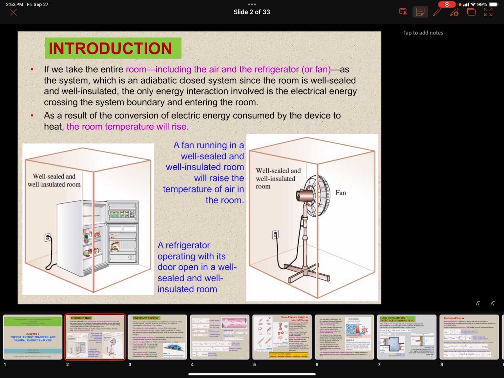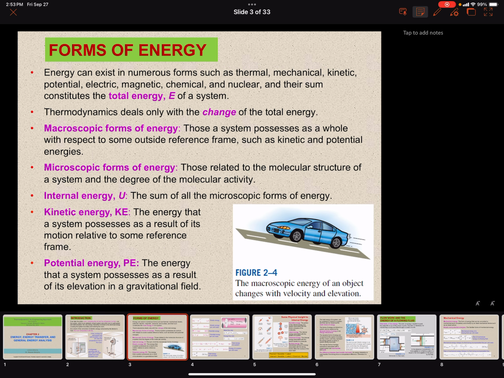Now, can you tell me what will happen to the other room with the fan running? Energy can exist in many forms, such as thermal, mechanical, kinetic, potential, electrical, magnetic, chemical, and nuclear. The total energy of a system is the sum of all these different types of energy, and the symbol will be E.